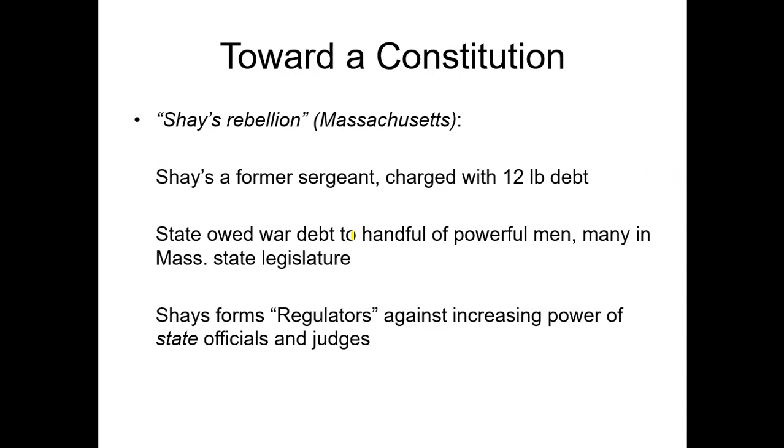Daniel Shays was a former sergeant in the Revolutionary War, a decorated soldier who fought bravely and came back to run a farm in Massachusetts. Early on, when the economic problems started to hit, he was having money problems. He was charged with a 12-pound debt. Back in those days, you could go to jail for owing a debt. As I said before, since states were trying to pay off the war debt, Massachusetts, for example, owed their debt to a handful of powerful men, many of whom were connected to the state legislature.